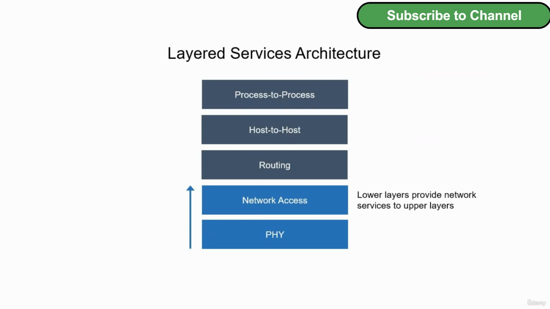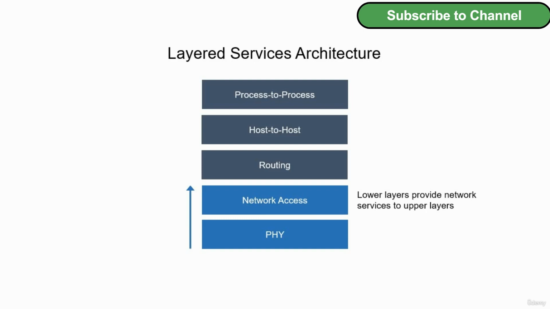So we've got really 2 groups of services here with the layers. The bottom layers are really hardware oriented. It provides the network access to the network. So you've got a physical layer, and then you've got the network access, and then these 3 upper layers that are really software oriented. So the bottom 2 layers are hardware. The top 3 layers are software, and it's a layered services architecture.